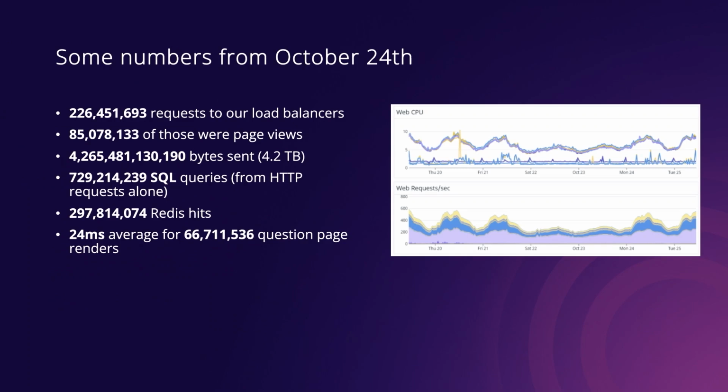And we did all of that. We took all that traffic. We served all of those requests with an average render time of 24 milliseconds for our hottest path, which is the question page, right? The one that you all know when you Google for something or you Bing for something and click the links, click the results, and find a solution to your problems.